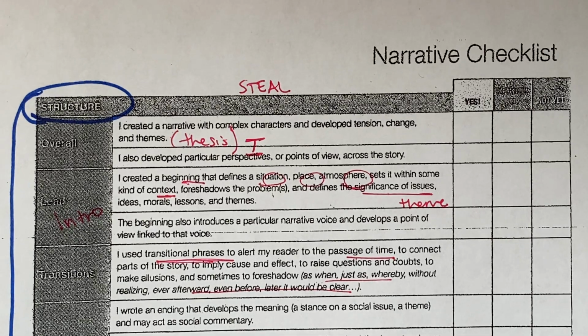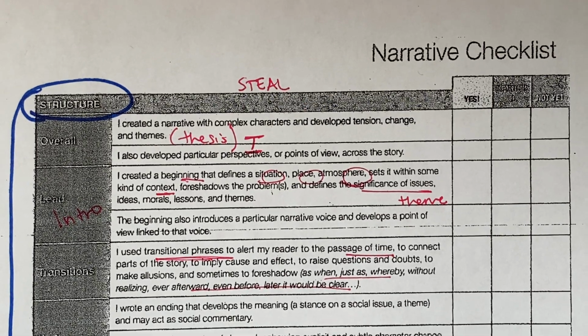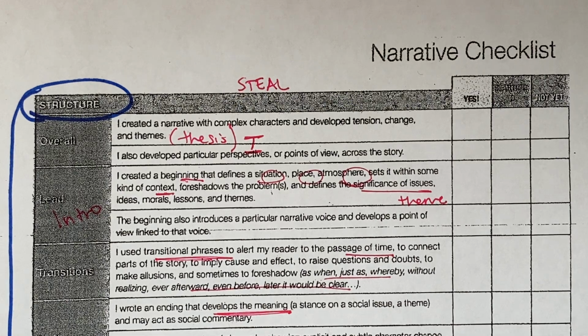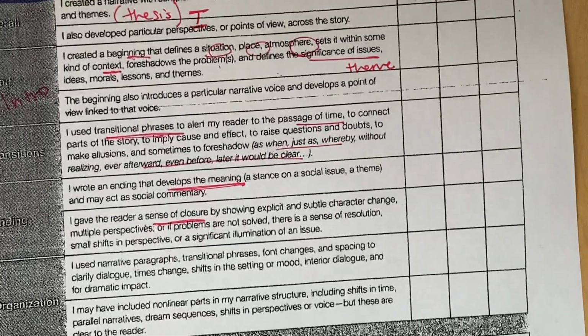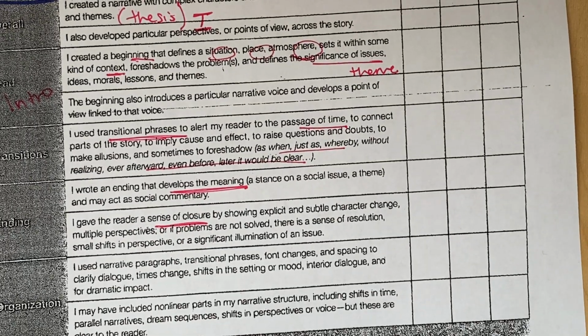Then we want to look at that ending, which is your conclusion. So you wrote an ending that develops meaning. Why is this important? Why is this connected to us as humans? Perhaps some social commentary on what this tells us about ourselves and about our society. And then giving the reader a sense of closure. We talked about beginning the story the same way you ended, that snake eating its tail idea, and maybe some subtle character changes, perspectives, problems that may or may not have been solved, and why.